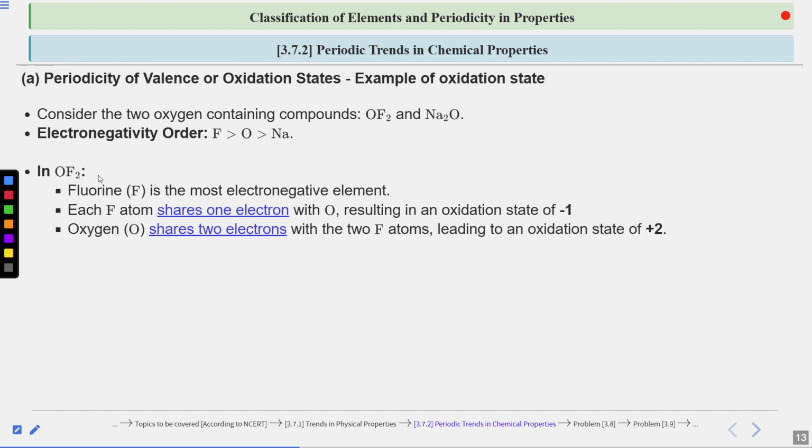What happens to the oxygen? Since oxygen is less electronegative, it will have an oxidation state of +2. How are we getting this? Now focus on this part, OF2. I have said that fluorine is the most electronegative. Oxygen can have two valencies here. It can have +2, or it can have -2. So these are the two possibilities.